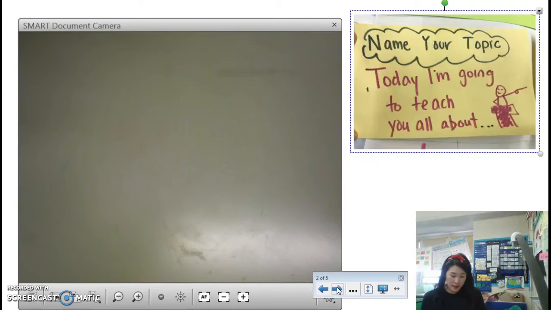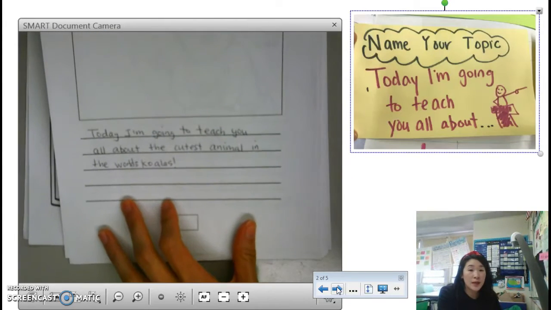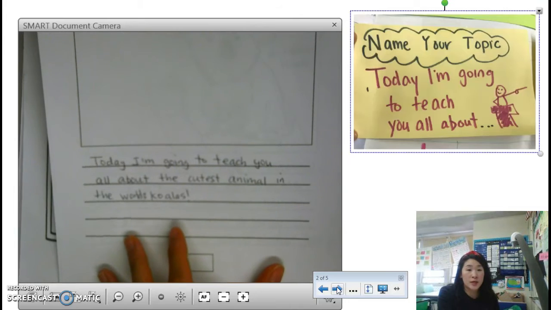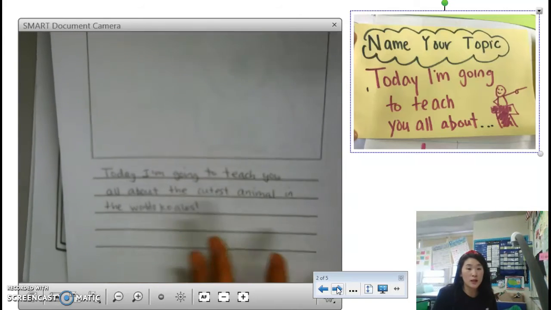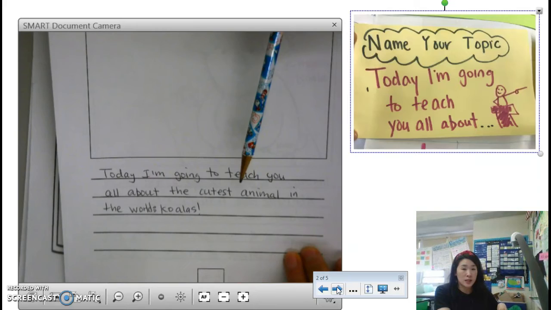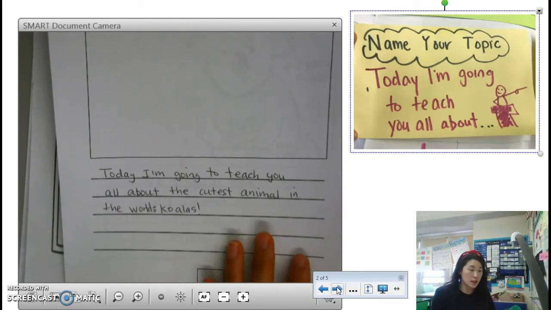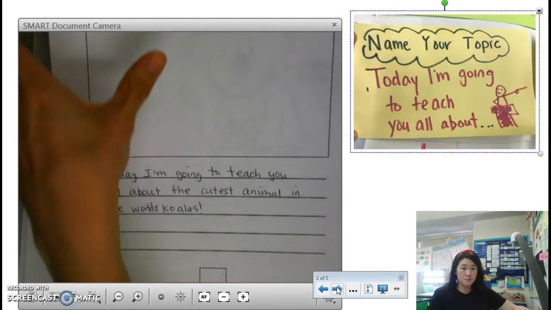This one is probably the simplest one, where you just tell people what you're going to be writing about. So for example, over here, today I'm going to teach you all about the cutest animal in the world, koalas. Okay, I'm just telling the reader that that's what I'm going to teach them about. Today I'm going to teach you all about animals. Today I'm going to teach you all about hide and go seek. You can do this in lots of ways.